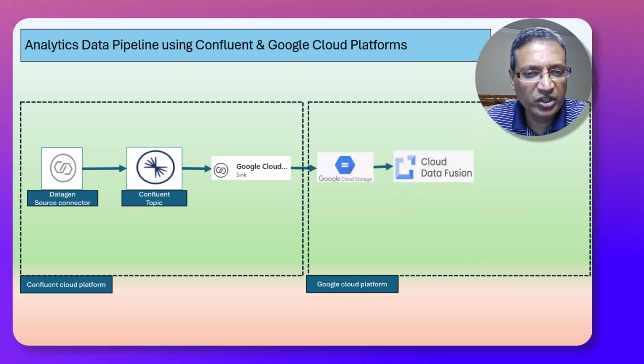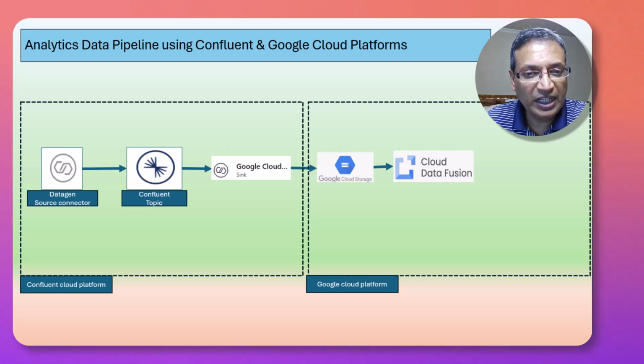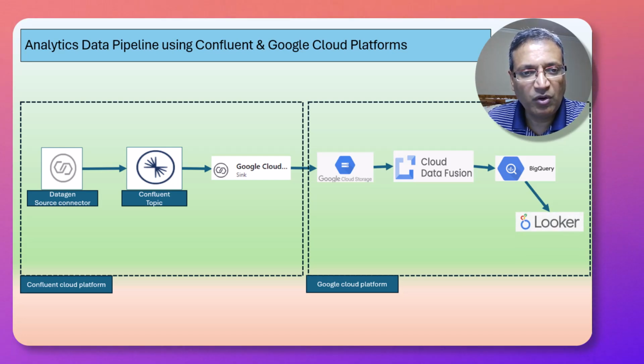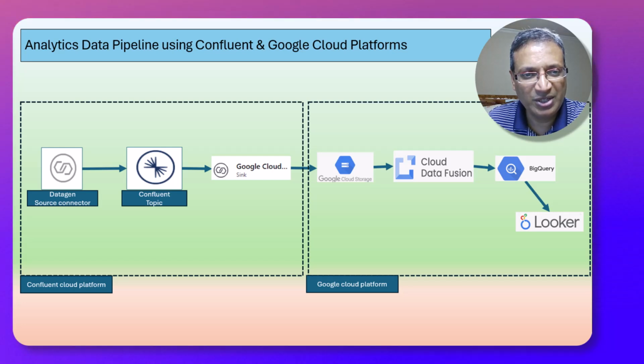And then from storage, that data will be processed by an ETL pipeline, which we'll build in the Cloud Data Fusion service. And then that data will be written to a BigQuery dataset table. And then we can use a reporting tool like Looker on Google to perform analytics on it. So this is going to be the pipeline right from the source all the way to analytics. That's what I'm going to attempt to do in this video. So stay tuned. Let's get started.